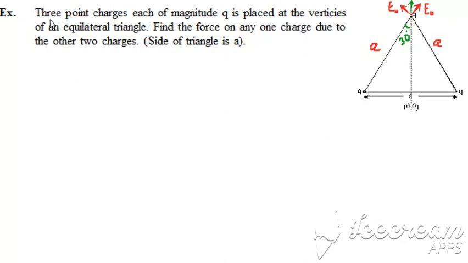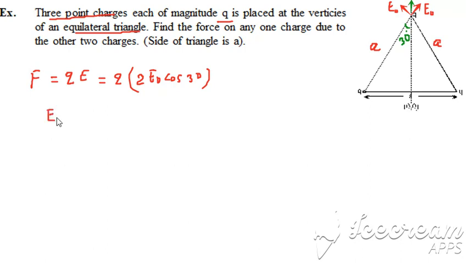It says 3-point charges have been placed on an equilateral triangle's vertices. Each has a charge q value. We need to find the force on, let's say, this charge q because of the rest of the two. So the net force on this charge is going to be equal to q into net field. For getting the net field, if this is E naught and E naught because of these two charges, their resultant is going to be twice E naught cos 30 degree. First of all, we need to find what the E naught is going to be.